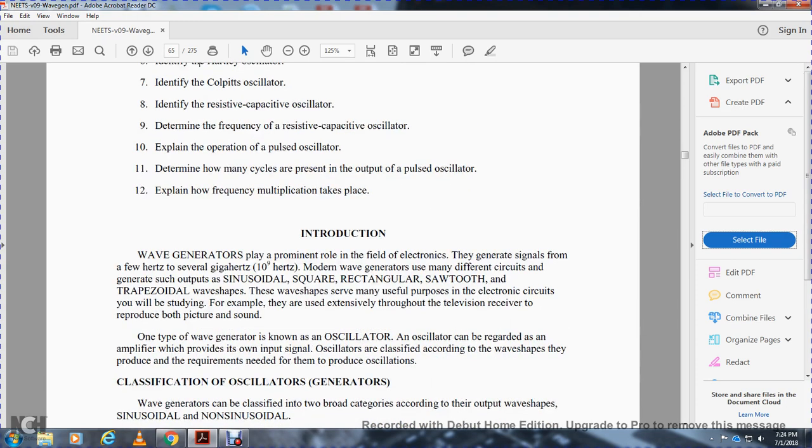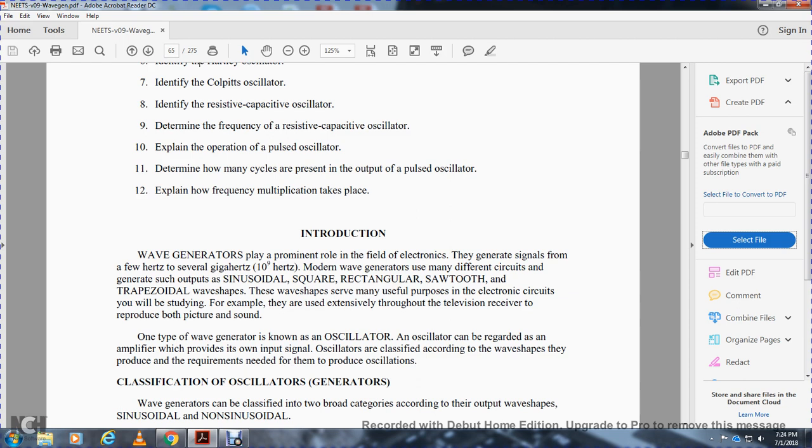Wave generators play a prominent role in the field of electronics. They generate signals with a few hertz, a single gigahertz, or 10 times 10 to the ninth hertz. Modern wave generators use many different circuits to generate outputs such as sine, square, rectangular, sawtooth, and trapezoidal wave shapes. These wave shapes serve many useful purposes for the electronic circuits that we'll be studying. For example, they are used extensively throughout the television receiver to reproduce pictures and sound.